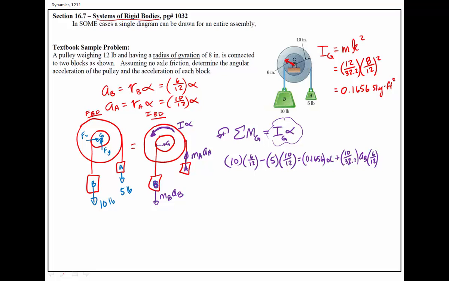Okay, so it's not only the mass times acceleration, but it's also times a moment arm, because this inertial force or effective force is acting through that moment arm. Likewise, we're going to have the mass of A, so we're going to have 5 divided by 32.2 times the acceleration at A times the moment arm, which is going to be 10 divided by 12.